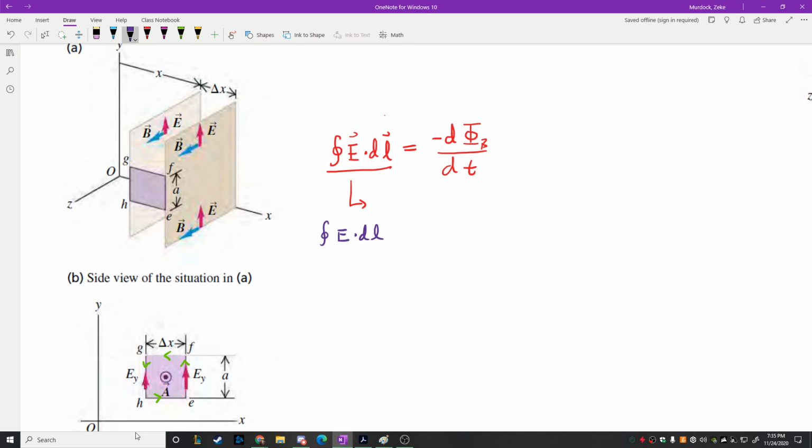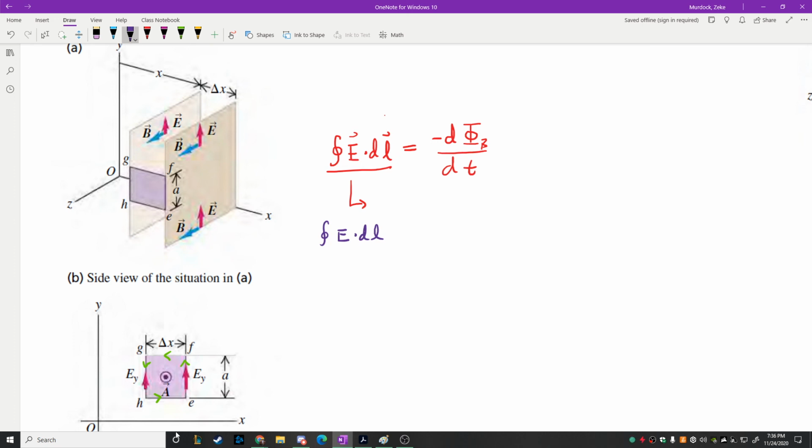Okay. And then the area vector is kind of coming out of the board. Actually, the direction of the area vector determines the direction of the loop as well. If you do the right-hand rule, point your thumb out of the page. Okay, so what do we get when we do this?